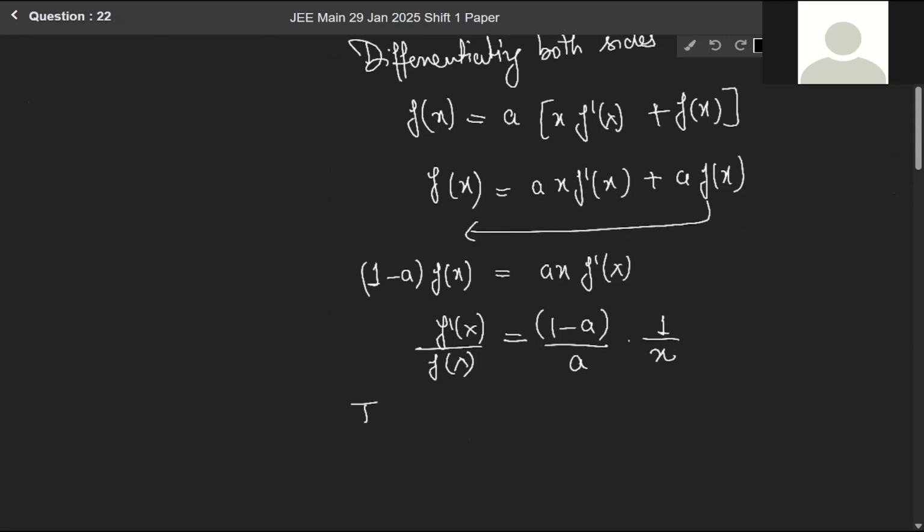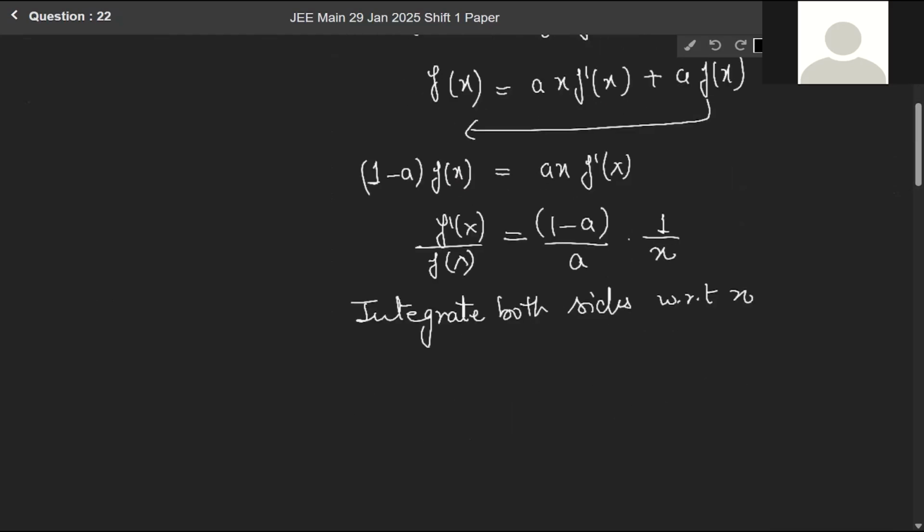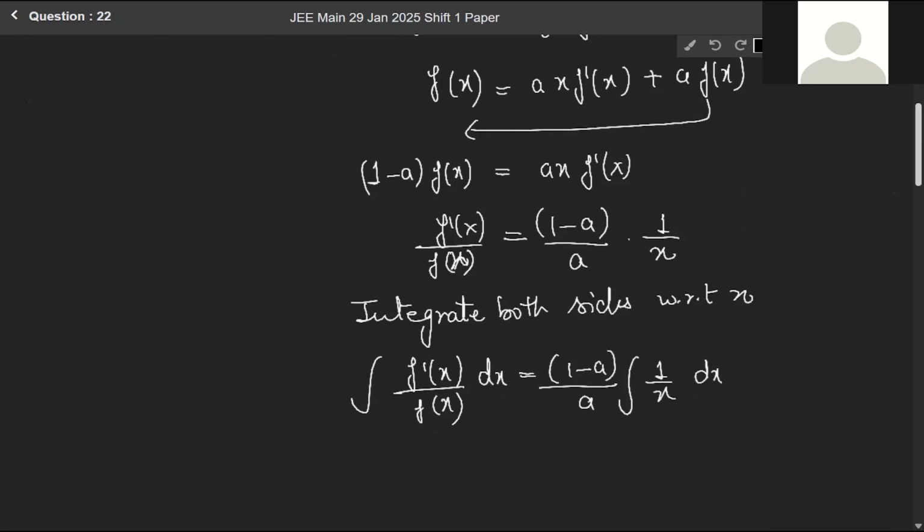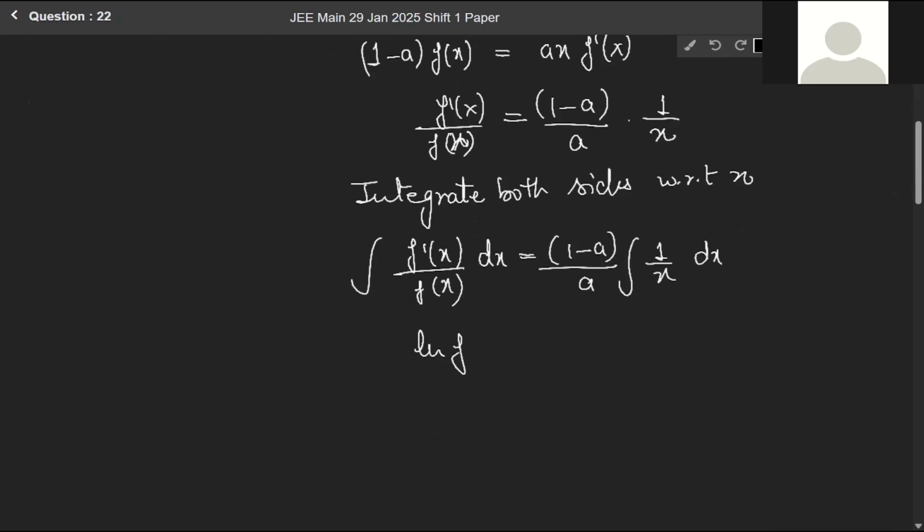Now if we integrate both sides with respect to x, then we'll get the integration of f dash x over f(x) into dx, it is equal to (1 minus a) over a times the integration of 1 over x into dx. So integrating it, we get log of f(x) will be equal to (1 minus a) over a log of x plus c, where c is the constant term.